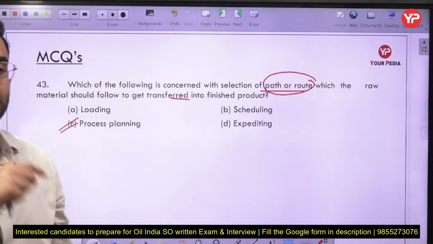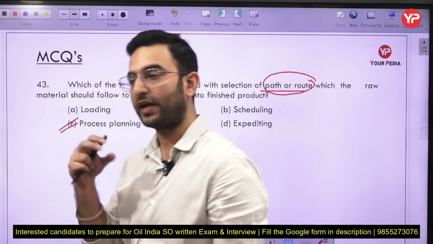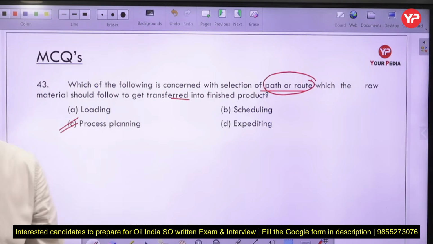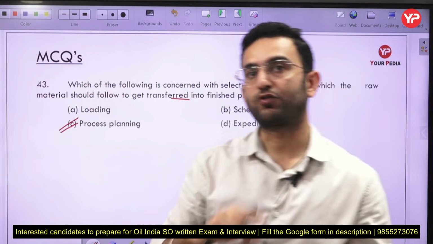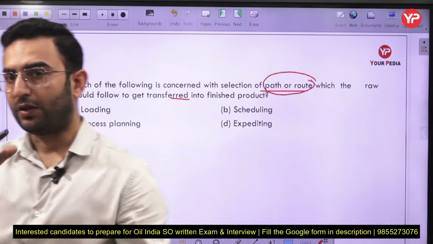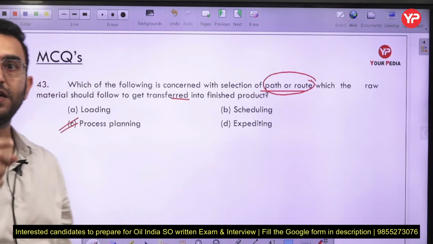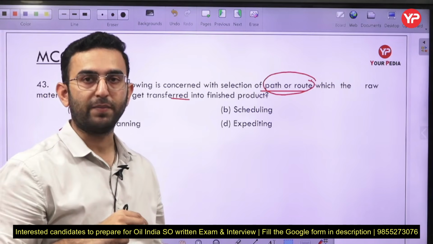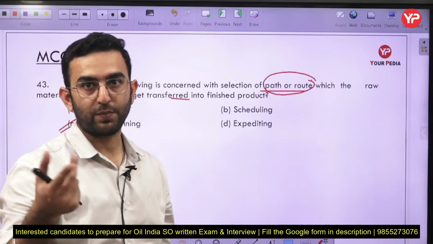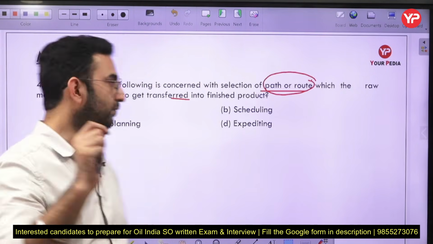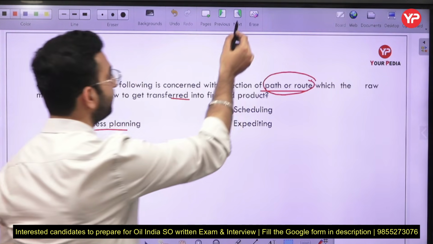Scheduling is basically done to ensure when the material has to follow the route or the path here, that is concerned with scheduling. Dispatching is basically concerned with the actual movement of the material through the route here. Expediting is simply representing the inspection, where you are tracking where the material has reached, or whether it has encountered any problem here, that is a part of expediting. All of these things come under the category of process planning here. So option number C will be the correct answer.